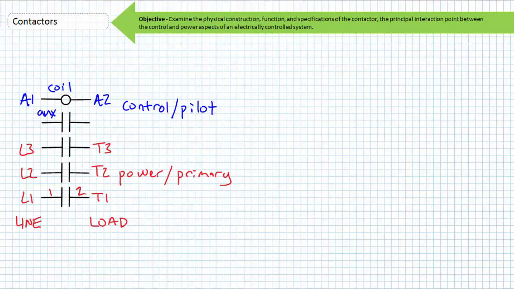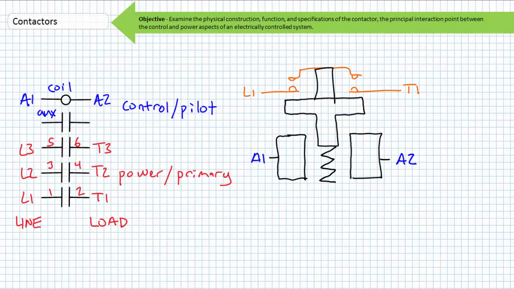L1 to T1 might also be numbered 1 to 2, L2 to T2 might also be numbered 3 to 4, L3 to T3 might also be numbered 5 to 6. The coil is part of another electromechanical device known as a solenoid. A solenoid is an actuator, a term that means a device that takes one form of input and converts it into mechanical movement. In this case, the solenoid converts electrical energy of the control signal into linear mechanical movement via an armature, sometimes called a plunger.